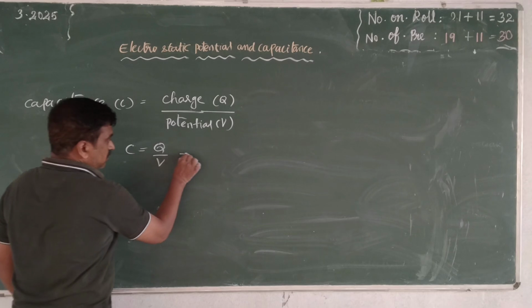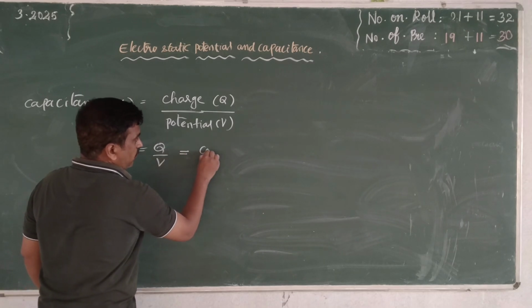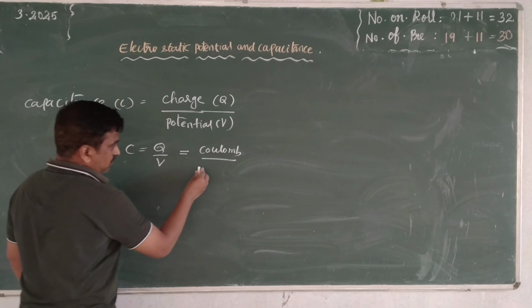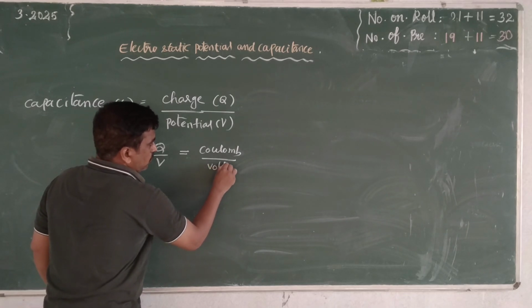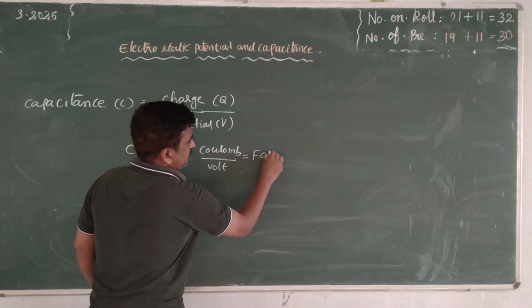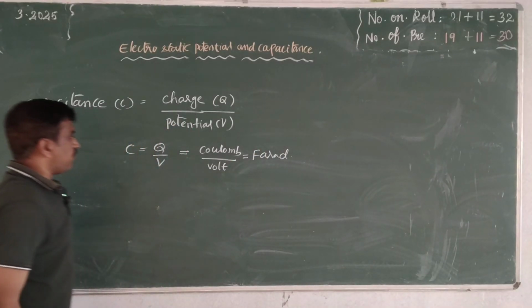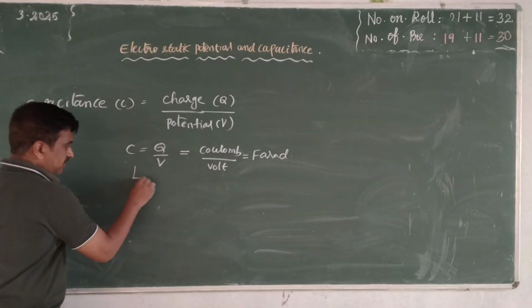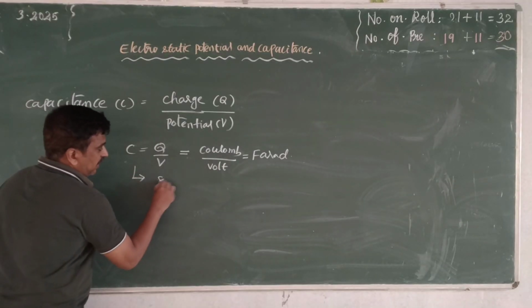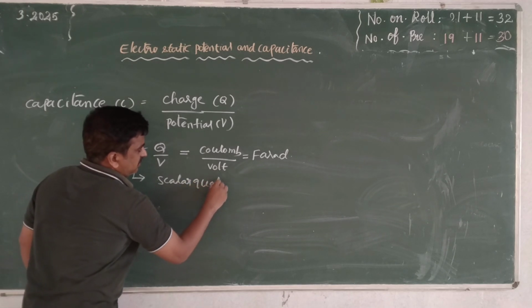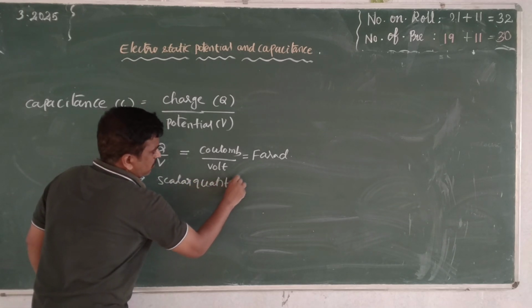See here, the unit of charge is coulomb and the unit of potential is volt, so coulomb per volt. This we call farad. So what is the unit of capacitance in the SI system? Farad. It is a scalar quantity. Capacitance is a scalar quantity.